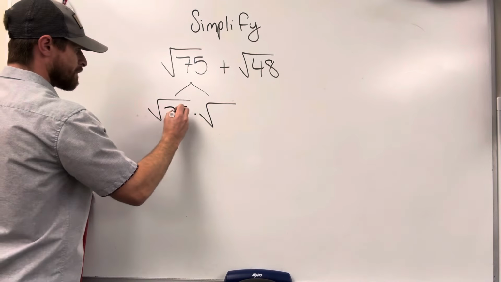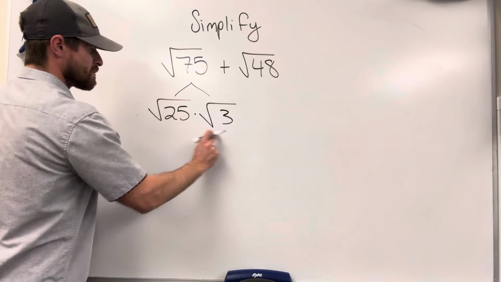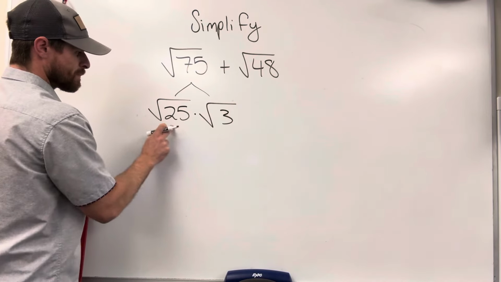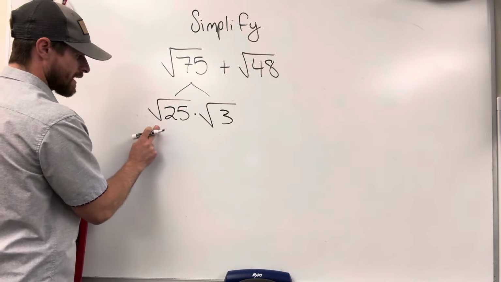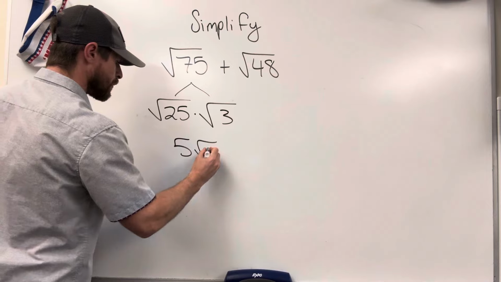For 75, 25 probably stands out right away. 25 times 3 is what gives me 75. And then I can clean this up. I can simplify the front radical. Square root of 25 is just 5. So this is 5 root 3.